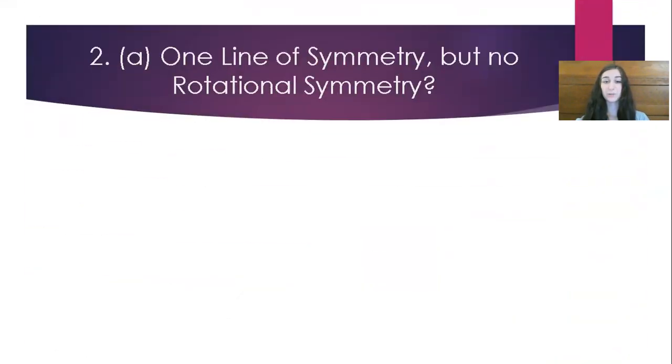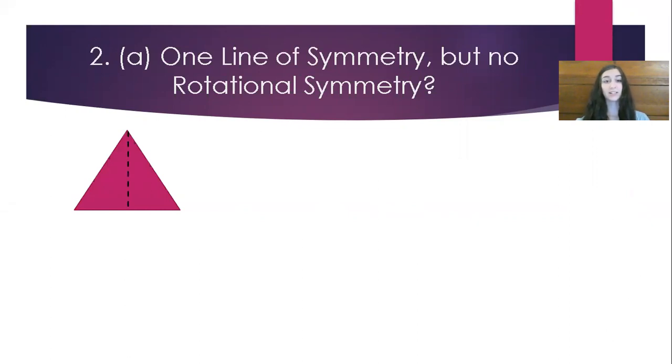Now question 2 gave us a few different shapes, and they asked us a series of questions about those shapes. The first question wants to know, out of those shapes, which ones had one line of symmetry but no rotational symmetry? This is the first figure. We have an equilateral triangle, and this triangle does have a line of symmetry, and it has others as well, but you only need one line of symmetry to be symmetrical.